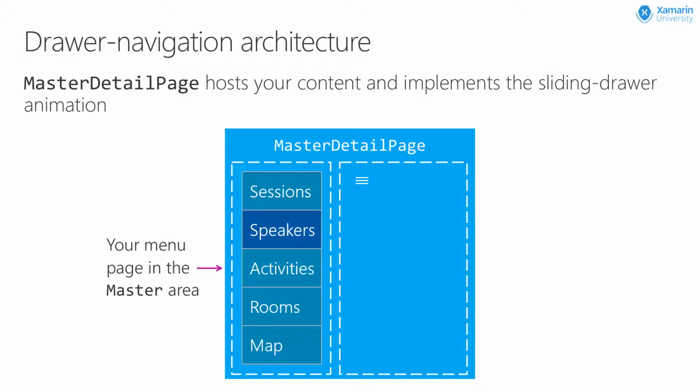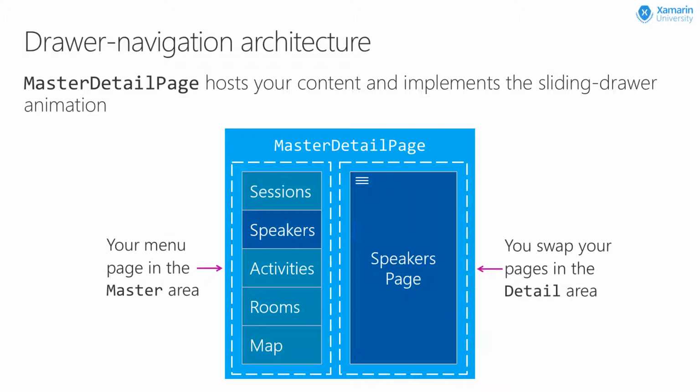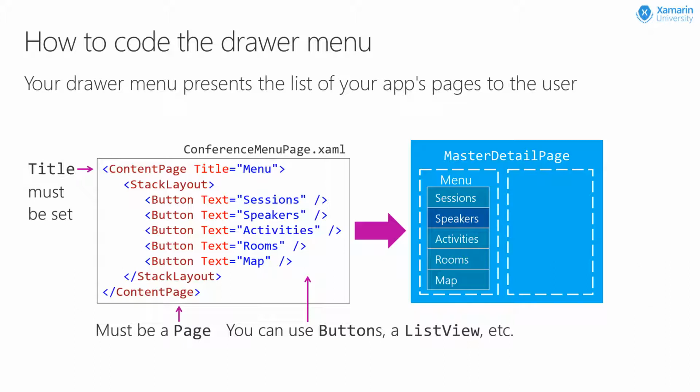So we'll need to provide the UI for the master area and provide a detail page for each section in our application. So let's start with the master or drawer UI. The master UI is provided as a page, and this is typically a content page. Now it's up to you to decide what specific UI elements to use and how they'll be arranged, really just like any other content page you'll create. Commonly you'd use a grid or a static layout that contains buttons, but there are no restrictions on which elements or layouts you can use here for the master. Now there is one specific requirement. You must set a title on this page. Otherwise, you will get a runtime exception.